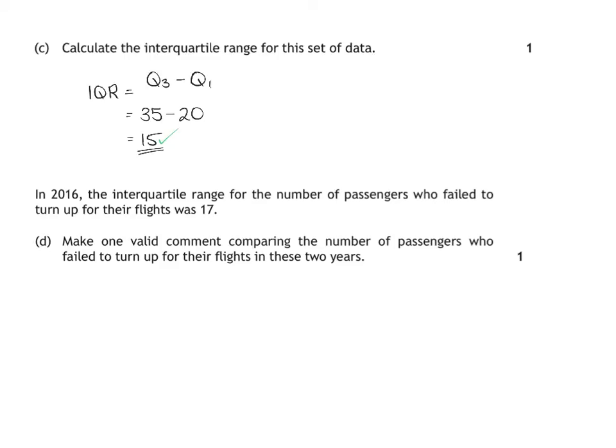So we can say in 2017 or in 2016, because we've got the 17, the number of passengers who failed to turn up. So we're still always relating it to the question, same as when you're answering something in any other subject. Number of passengers. This is also when I'm trying to talk and write at the same time, so something went there. Who failed to turn up.